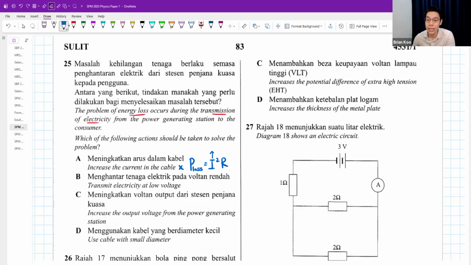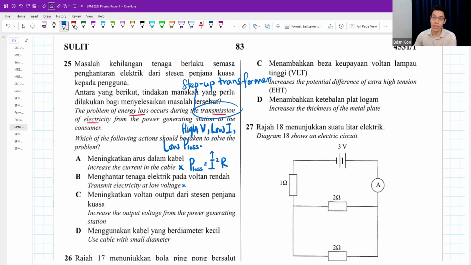Having more current means more power loss. Yeah. Transmit electricity at a low voltage. Answer is also wrong. Actually, during transmission, we will use a step-up transformer. Step-up transformer will help you to increase the voltage. You want to increase the voltage, you want to have a high voltage so that the current will be low, so that the power loss will be less, so that there's less energy loss.